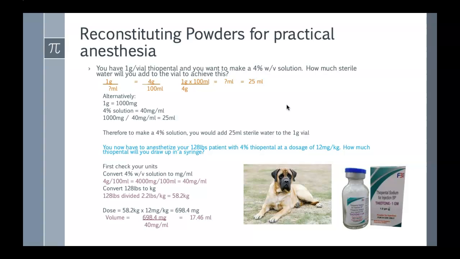So if that were the case, if we did a 10% solution, we would take our 698.4 milligrams and divide it by 100. So I'm going to do that in my calculator because I never trust my head with math. 698.4, if we were to take a 10% solution, which is 100 mg per mil, it'd be 6.98 mils. So you can see how we can play with the total volume that we need to give by adjusting the percentage of solution that we create.